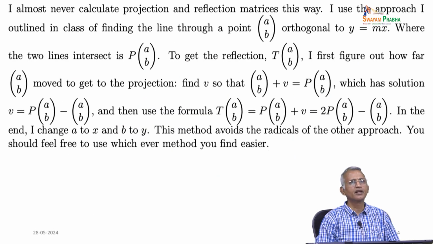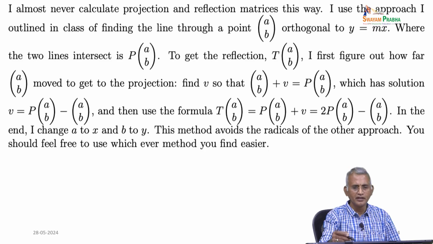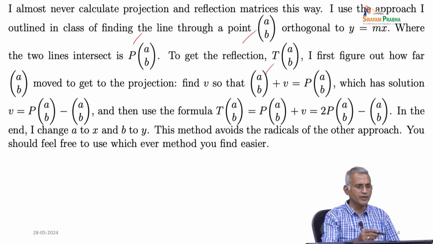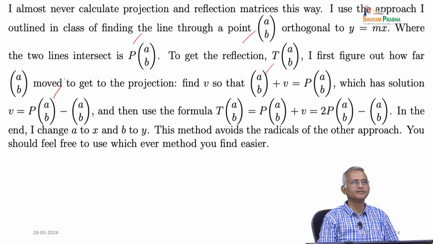So, I almost never calculate the projection and reflection matrix this way. I use the approach I outlined in class of finding the line through a point (a, b) orthogonal to y equal to mx, where the two lines intersect is P of (a, b). To get the reflection T of (a, b), I first figure out how far (a, b) moved to get the projection. Find v so that (a, b) plus v equals P of (a, b), which has the solution v equal to P of (a, b) minus (a, b).